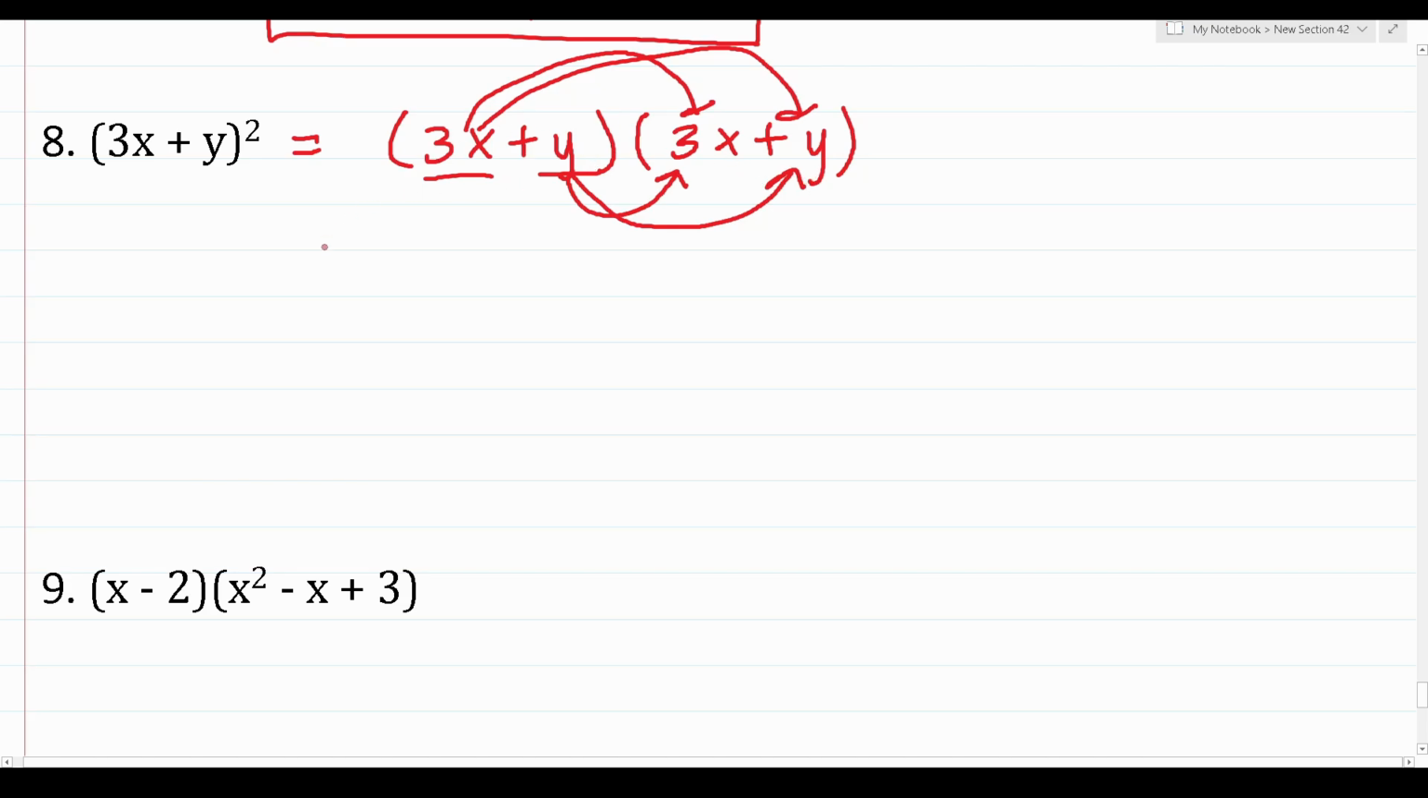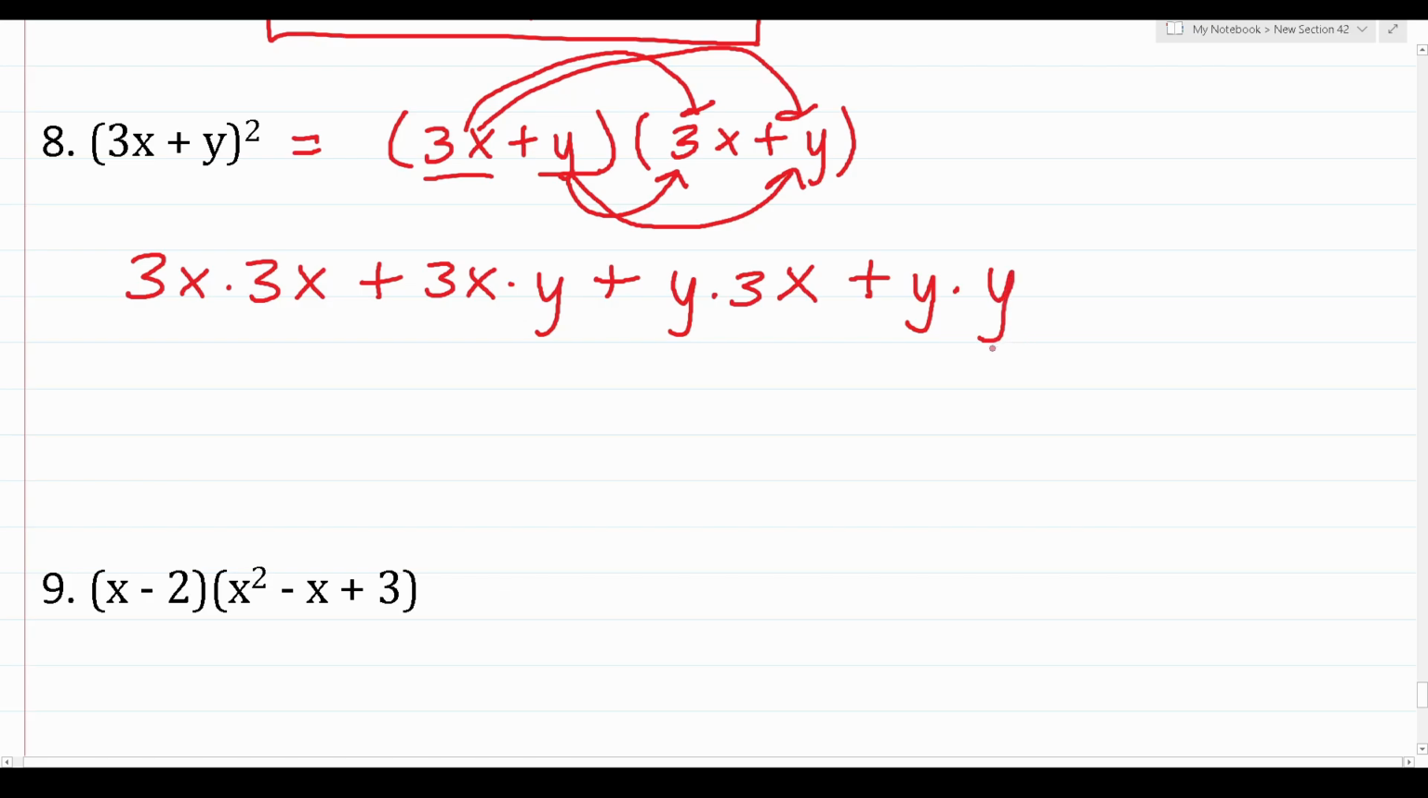As you can see, we have 3x times 3x. And then after that, we have plus 3x times y. And then we're going to move on to our y, so this becomes plus y times 3x. And then finally, we have just y times y. So let's go ahead and start simplifying this.